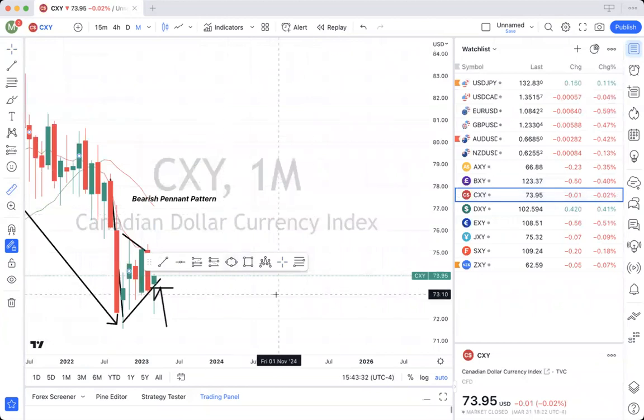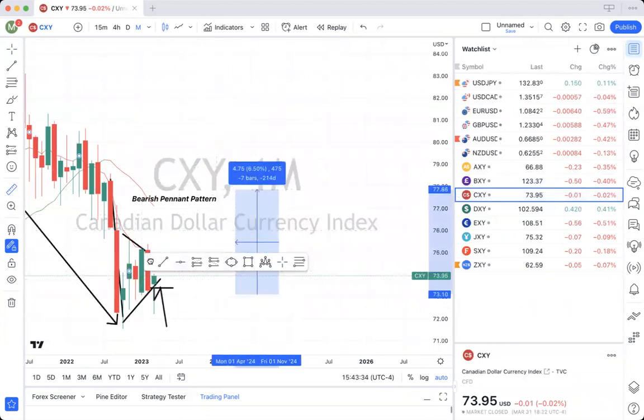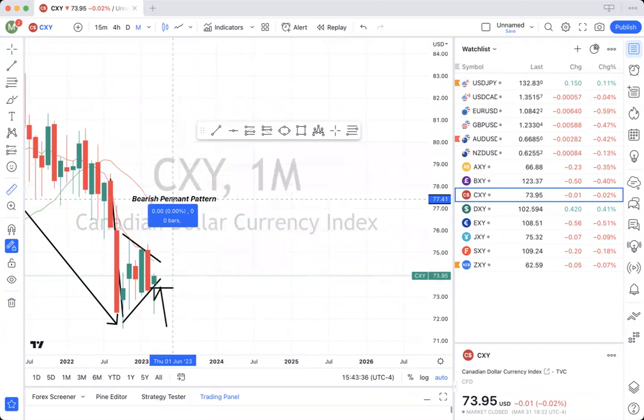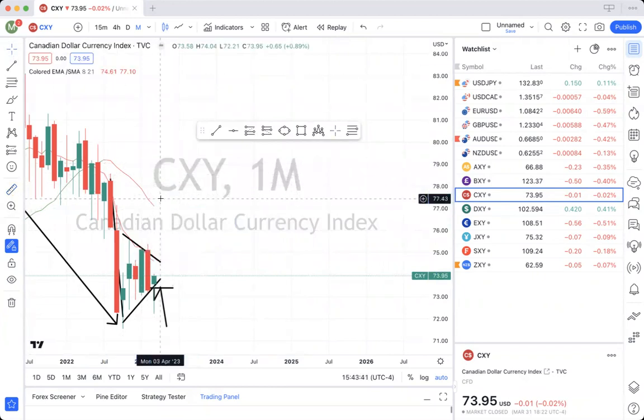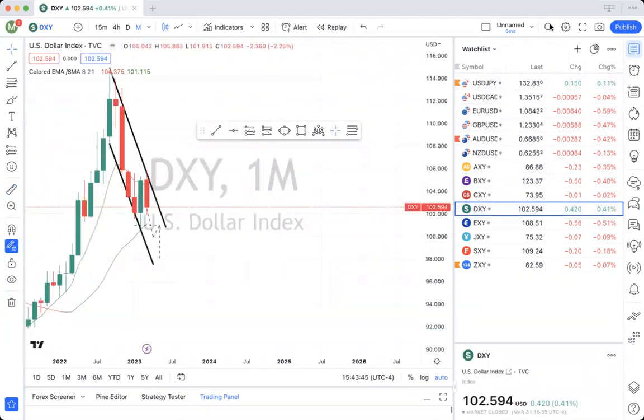Look at Canadian dollar. Right. It barely moved. So we can see that last month was a very slow month. Right. Look at the US dollar. Right. Barely moved.